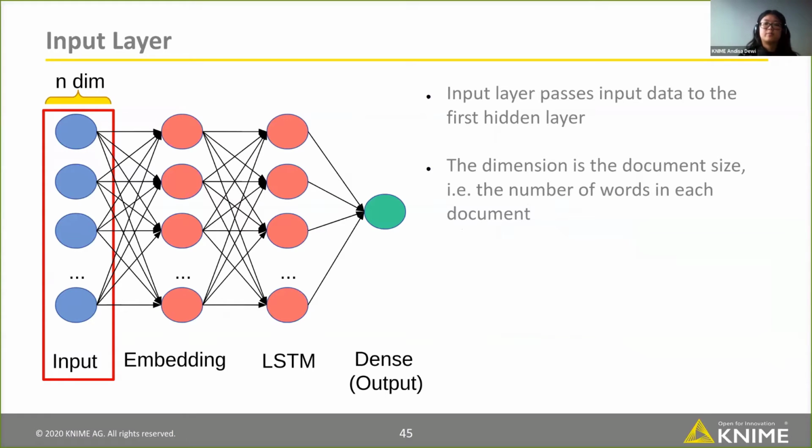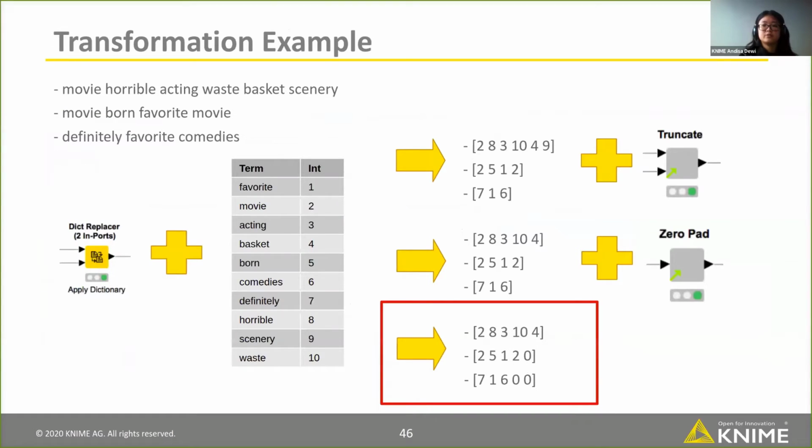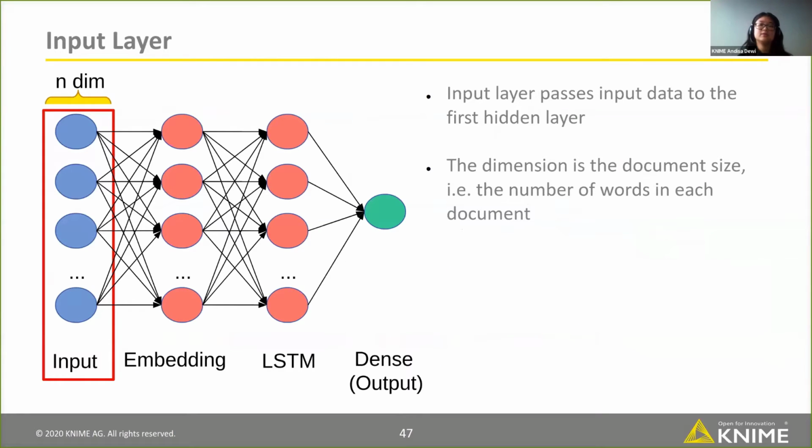Now let's go back to our previous example. Back then, we had 3 numerical vectors where each vector represents 1 document. Remember that we have chosen 5 words as the length for all documents. So this means that the dimension for the input layer, or the number of neurons in this layer, is 5. Each neuron is responsible for 1 word. And in general, the dimension of the input layer for our use case is n, which is the number of words in a document.